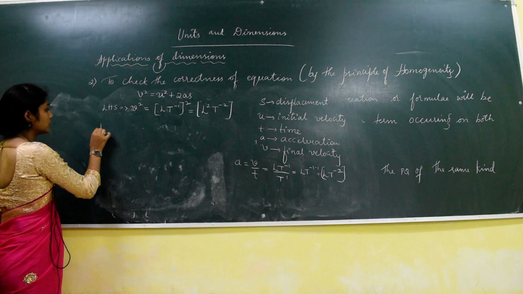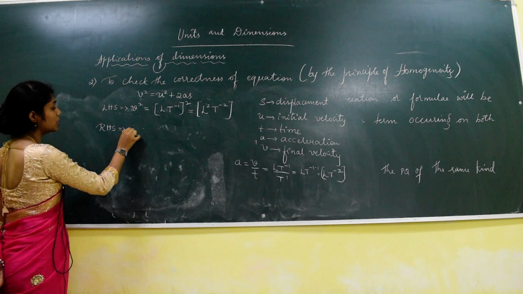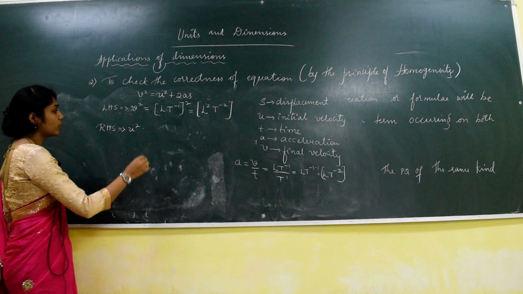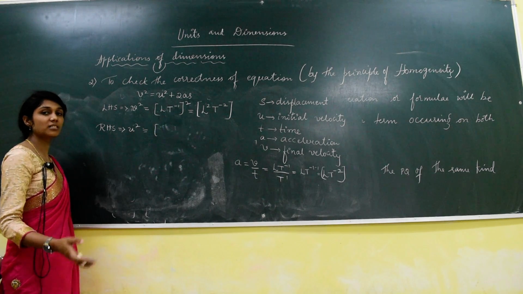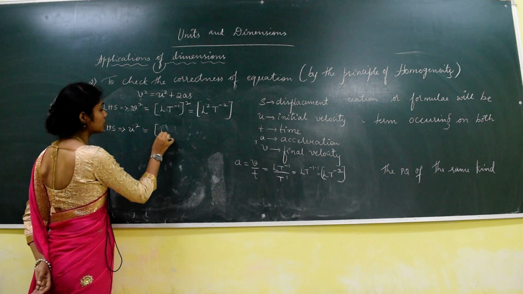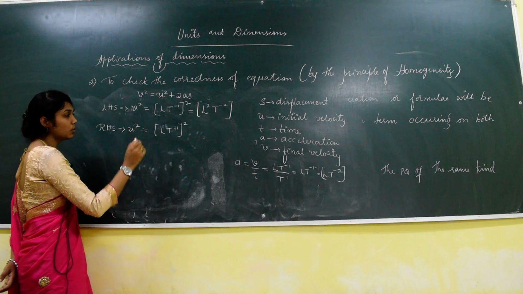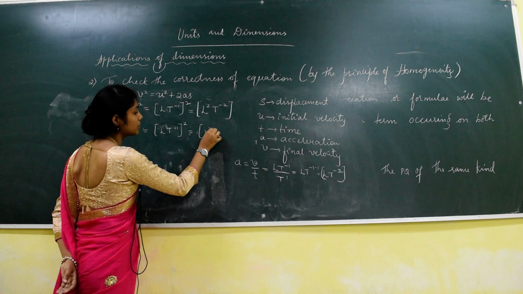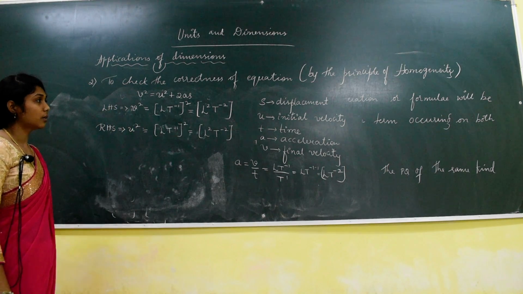Let me consider the right hand side of the equation. The first term in the right hand side of the equation contains u square. So u also represents what? Velocity only, but it is initial velocity. So here this is LT minus 1. Again I have square, so whole square. So therefore we'll get the same dimensions that I got for final velocity.